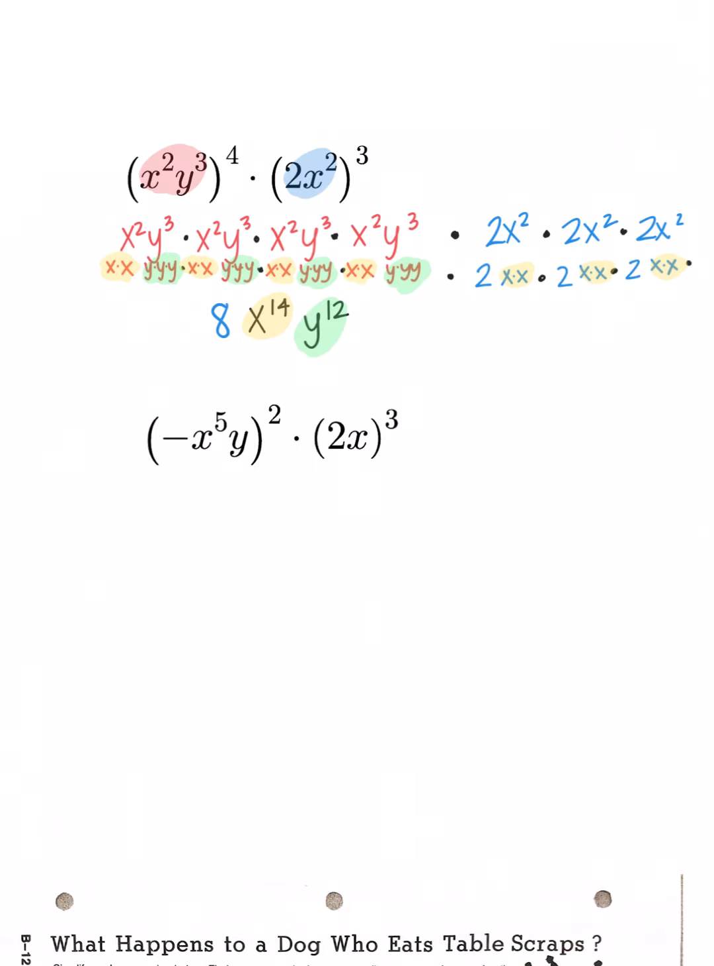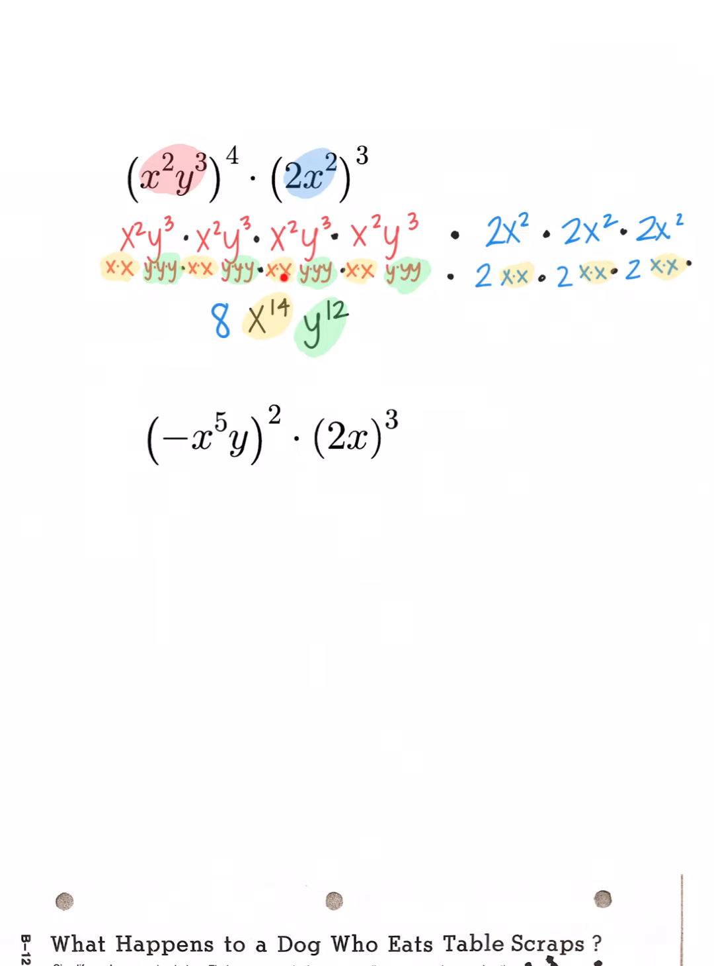Notice for this first one that my x squared y cubed is being raised to the 4th power. So I write this red one down 4 times, and I write the blue chunk down 3 times. Looking at what each means, each x squared is written below, and I also have x squareds over here.